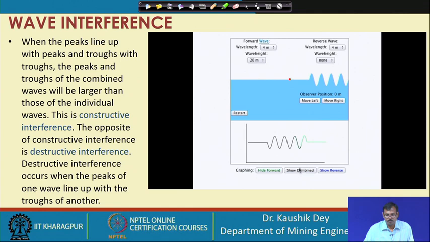To observe interference, we can just create a reverse wave. To begin with, we will hide the combined and show both the reverse and the forward wave. With these settings, these two waves will be in phase when they meet the observer. This will result in constructive interference.